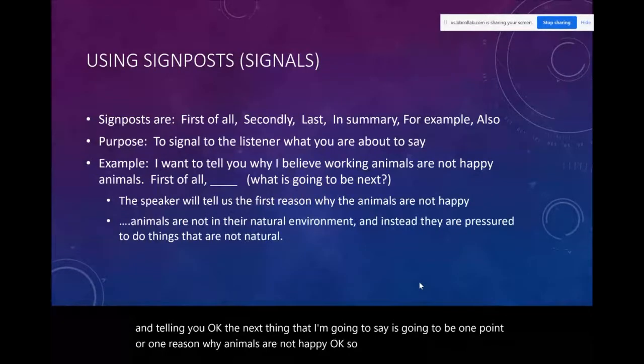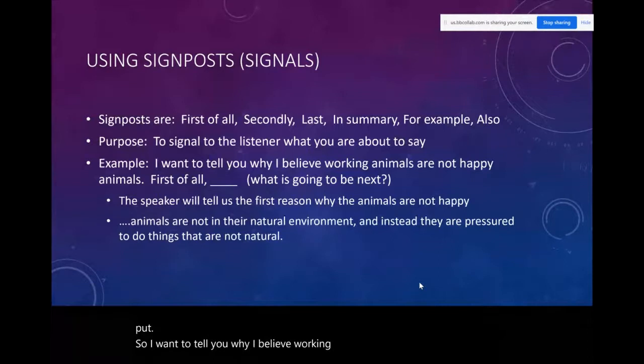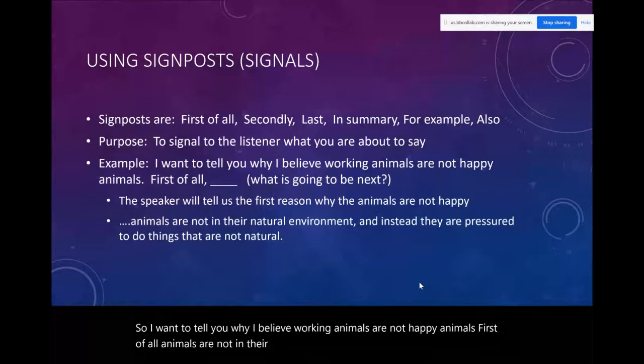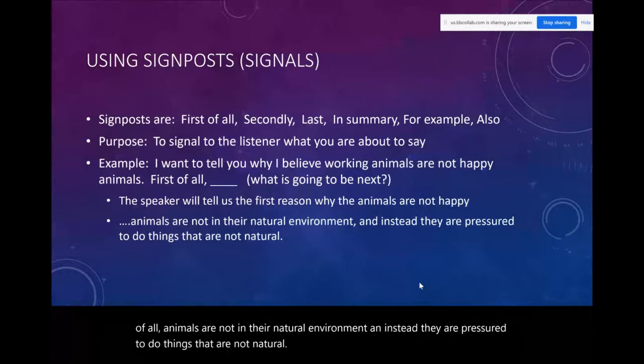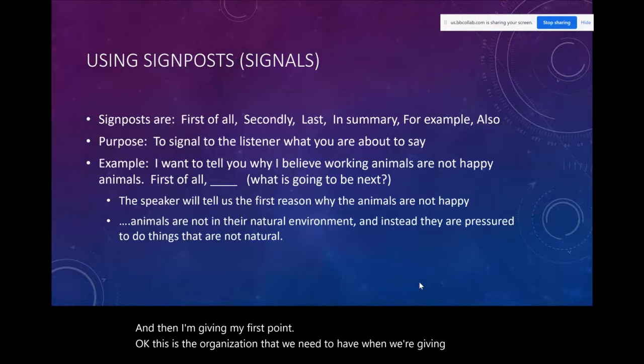So here's an example that I put. I want to tell you why I believe working animals are not happy animals. First of all, animals are not in their natural environment, and instead they are pressured to do things that are not natural. So this was my first reason why working animals are not happy animals. Okay, so I have a main idea, and then a signpost, and then I'm giving you my first point. This is the organization that we need to have when we're giving speeches, when we're talking.